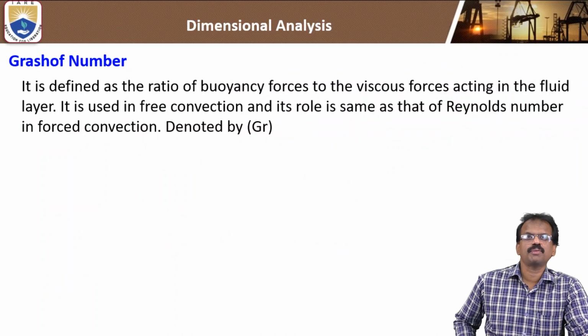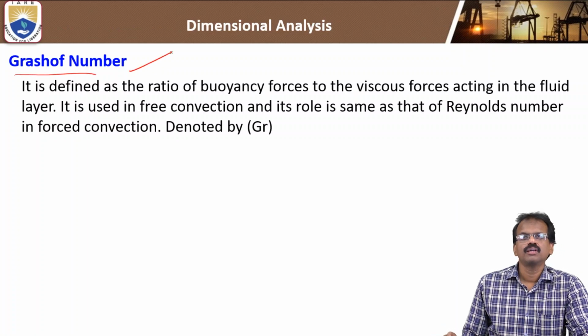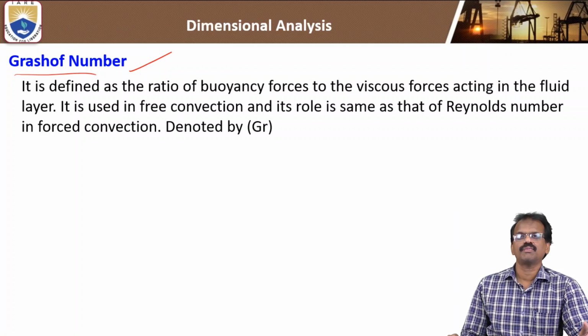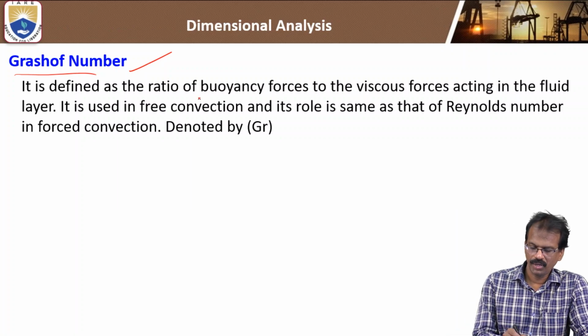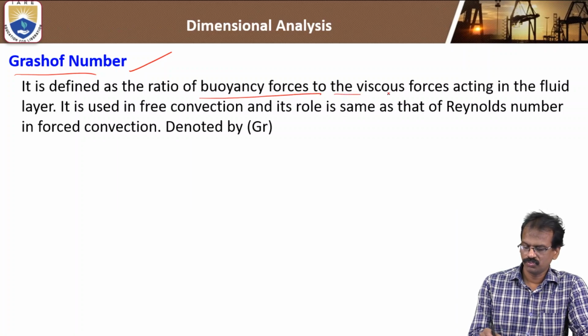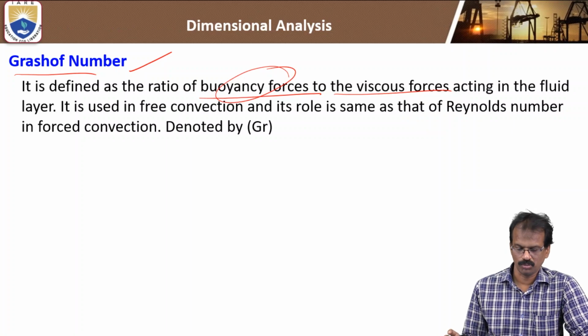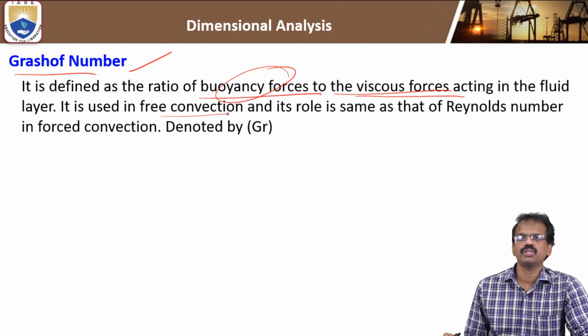So the next one is the Grashof number. This is the third number, the Grashof number. This is also a dimensionless number. Mainly this is used to understand the natural convection process. So what is the Grashof number? It is defined as the ratio of buoyancy forces to viscous forces. Buoyancy means the effect of buoyancy, which shows the natural convection process. So it is the ratio of buoyancy forces to viscous forces acting in the fluid layer, in free convection or natural convection.